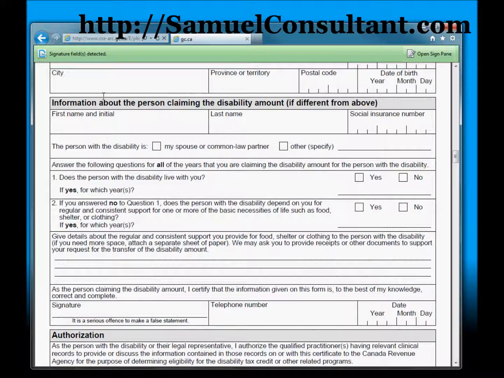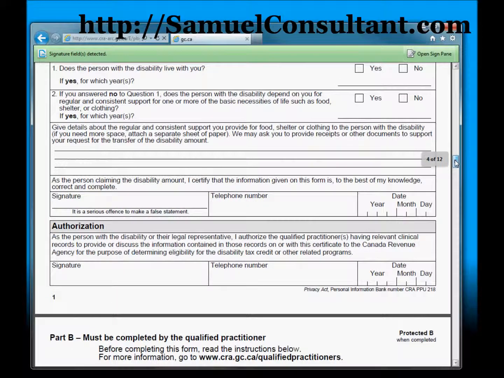Then information about the person claiming the disability amount. It could be the person who's actually disabled, or someone else that is supporting that individual. Suppose the disabled person does not have a very high taxable income, it could be beneficial to transfer that to other people. So make sure you sign it.